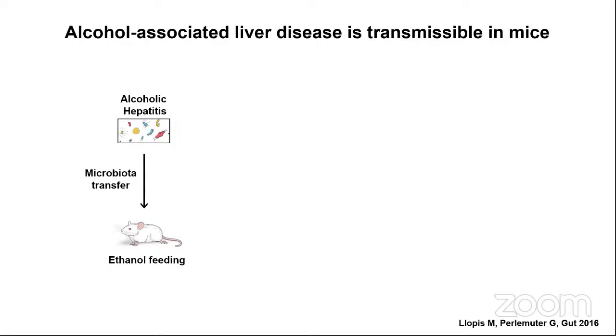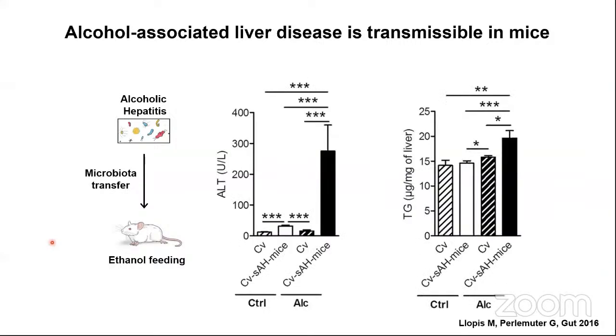And we know from a landmark study published by Gabriel Perlmutter in Paris in 2016, he transplanted stool from alcoholic hepatitis patients into germ-free mice, and then he chronically fed these gnotobiotic mice alcohol. And as you can see here, these mice transplanted with stool from alcoholic hepatitis patients had the highest liver injury and hepatic steatosis as compared to the mice that had the conventional microbiome after alcohol feeding. So this suggests that alcohol-associated liver disease is transmissible in mice.